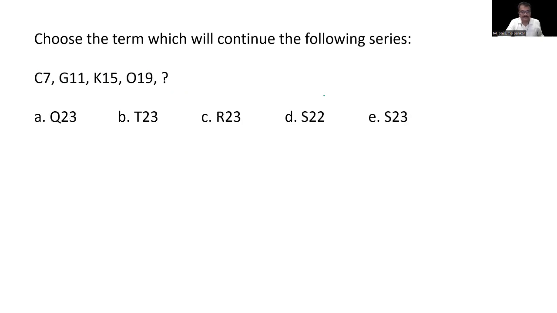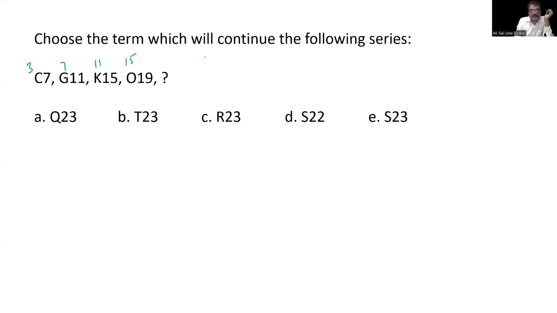Next one. C7, G11, K15, O19. What is the next one? If you observe the same, C is the third letter, G is the seventh letter, K is the 11th letter, O is the 15th letter. 3 plus 4, 7, 7 plus 4, 11, 11 plus 4, 15.